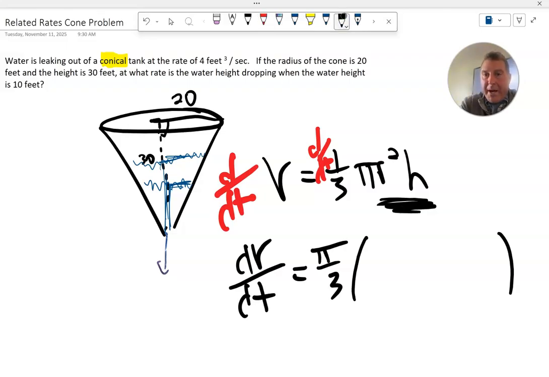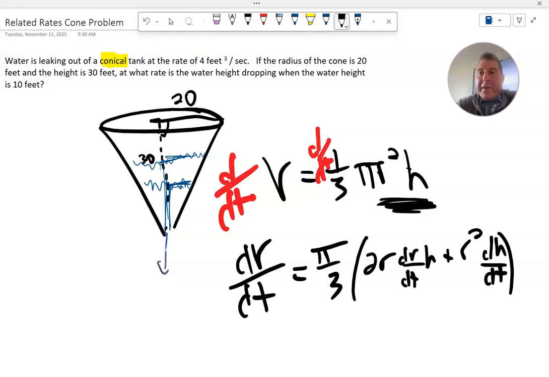Okay, I pull the 1/3 pi out. I'm going to use the product rule on r squared, for which the derivative is not just 2r, it's 2r dr/dt by the chain rule, times h, plus r squared times the derivative of height with respect to time.